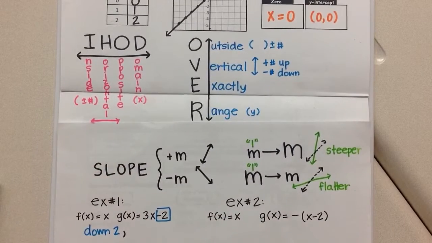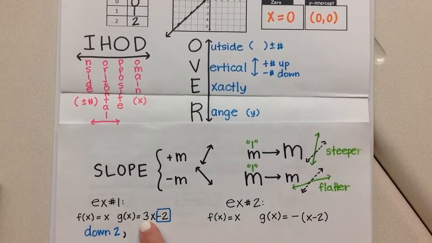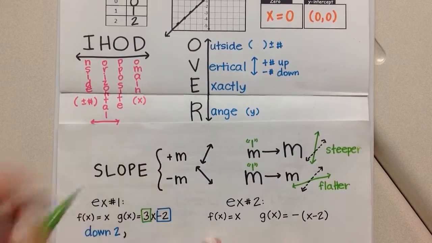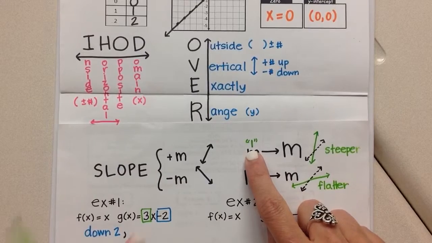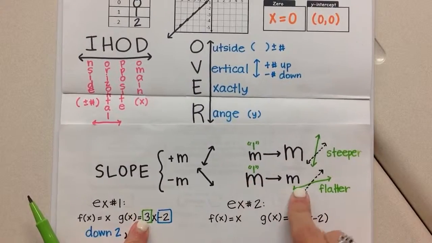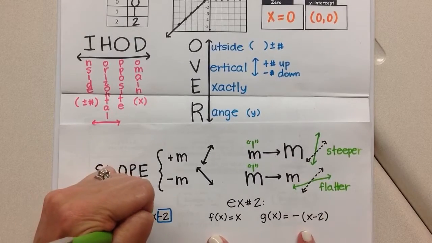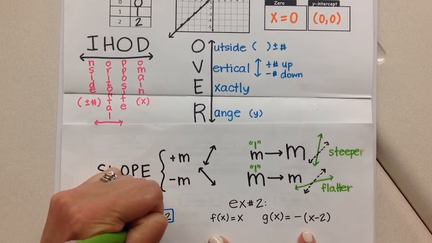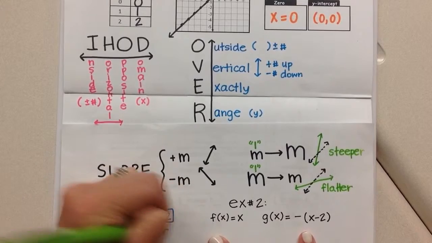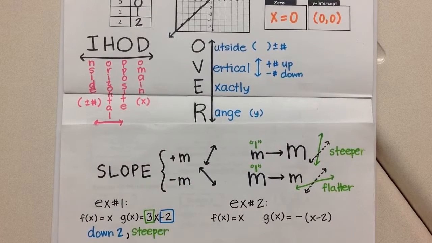All right, let's see what other changes it's going through. So now I'm going to look at 3, and that's the slope. If it's not an inside number, it's not an outside number, then the other number that you're looking at is slope. So 3. Well, if I started off at a 1 and now it's a 3, did it get bigger or did it get smaller? It got bigger, which tells me that my graph is going to be steeper than it started off. So those are the changes. It went down 2 and it got steeper.